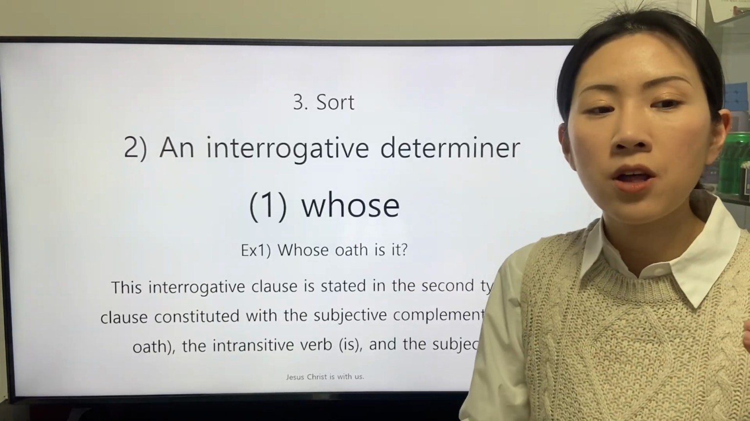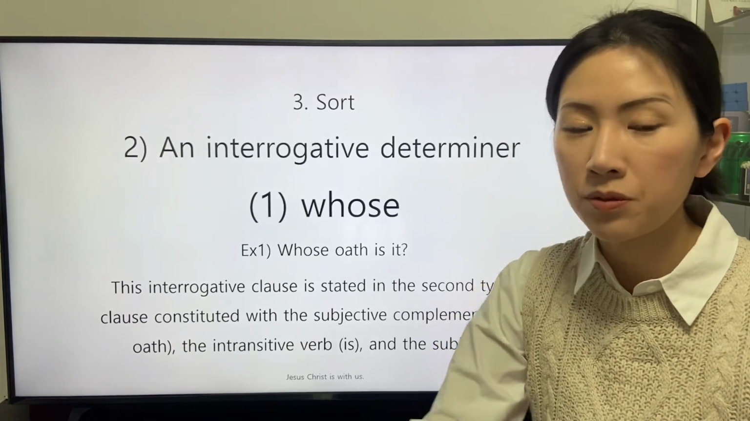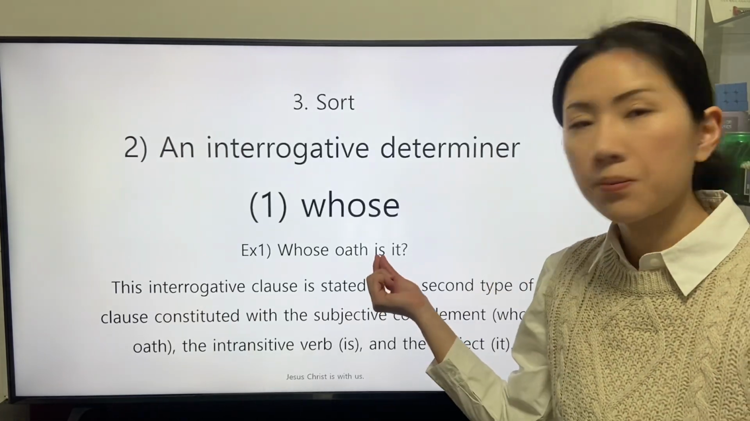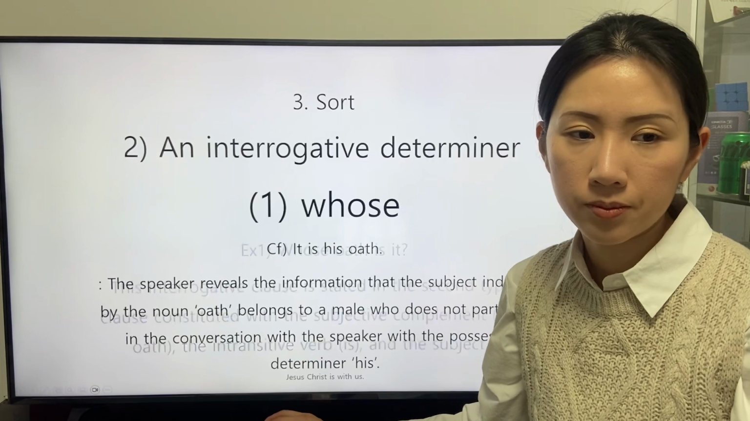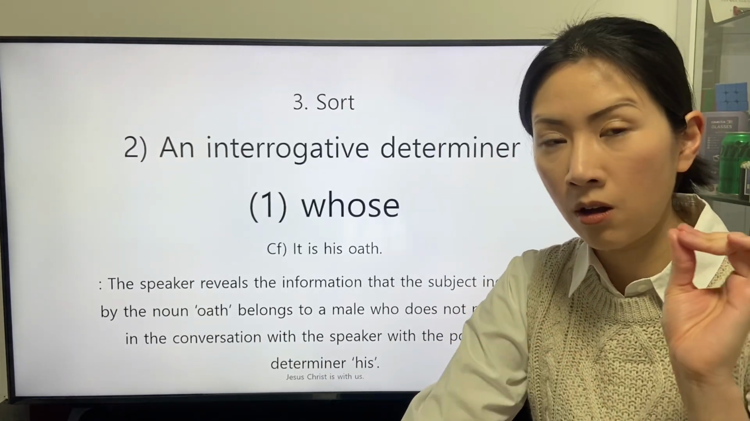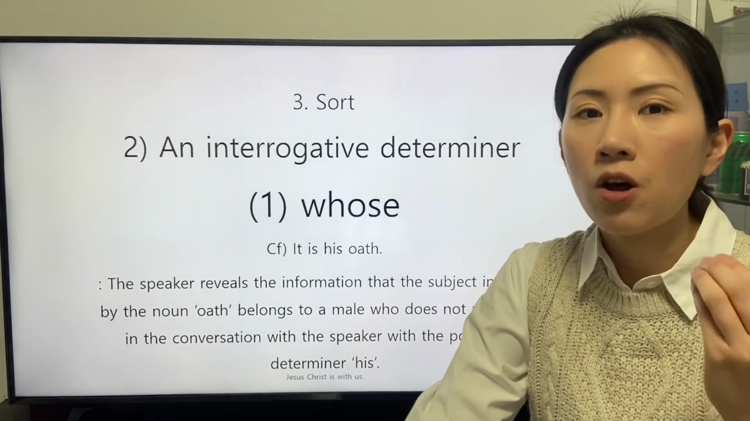This interrogative clause is stated in the second type of clause, constituted with the subjective complement whose oath, the intransitive verb is, and the subject it. One of the responses is stated in the conference. It is his oath.